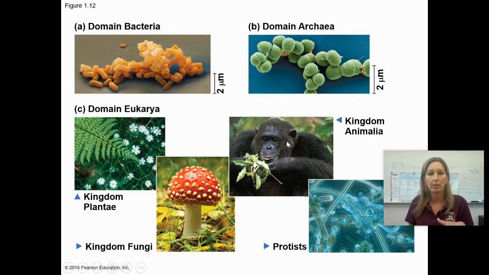Now, kingdom Animalia. In kingdom Animalia, we are multicellular eukaryotes. However, there are no cell walls on our cells, and we're also heterotrophs. We cannot do photosynthesis. We have to get our energy from alternative sources.